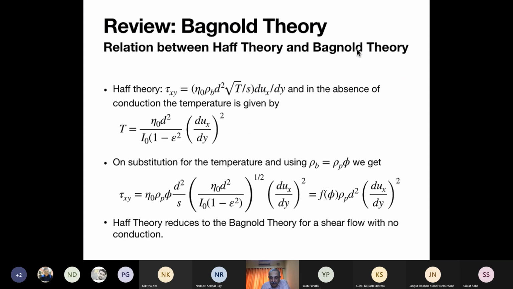But what we also saw is that the Haff theory also predicts exactly what the Bagnold theory predicts. Because if we take this temperature to be proportional to the velocity gradient squared, and then you put that into this equation for the shear stress, then the equation for the shear stress becomes like this, which is exactly what Bagnold got. So basically, Haff theory reduces to the Bagnold theory when you have shear flows with no conduction.